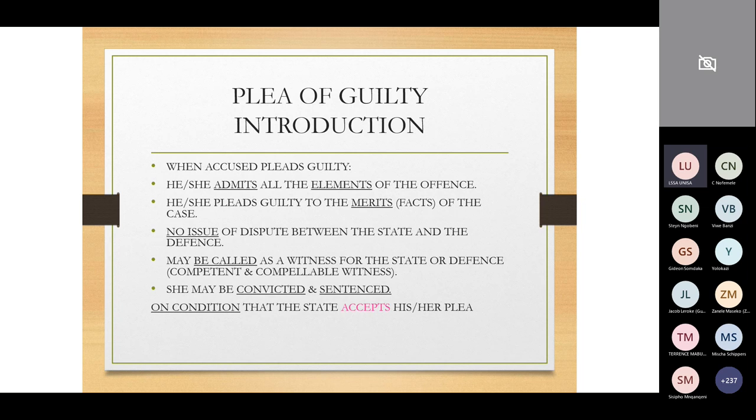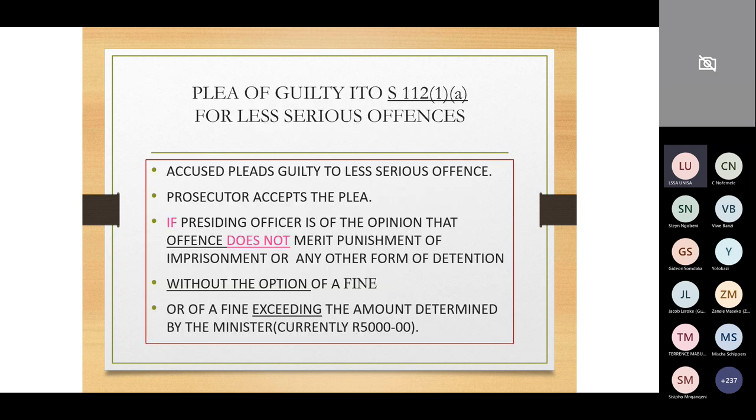So these are some of the elements you have to take note of. Even if your client is accepting responsibility, does this court have jurisdiction to hear this matter? If yes, then you proceed. As I said, it's section 112. Out of section 112, we have various forms. We have section 112(1)(a), which is for less serious offenses.